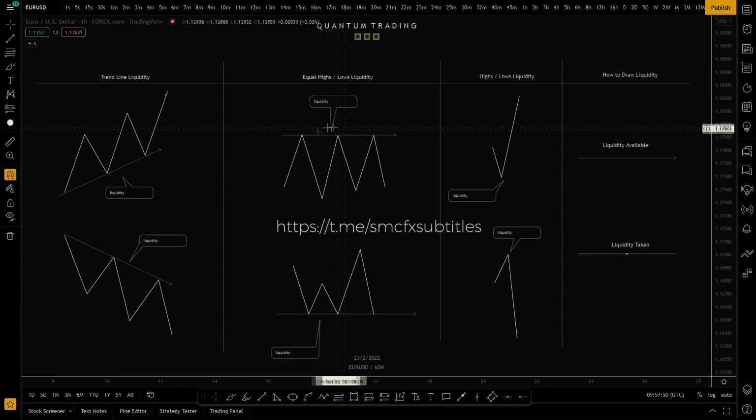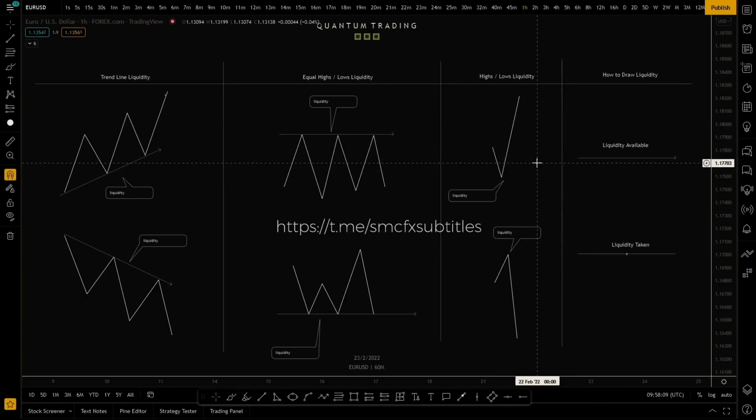When we see these equal highs, triple bottoms, triple tops, double bottoms, double tops, etc., we just draw this trend line to understand and identify that we can see these, okay? This is how I like to draw them, and we'll go into exactly how in a second. And then the final one that we have is highs and lows liquidity.